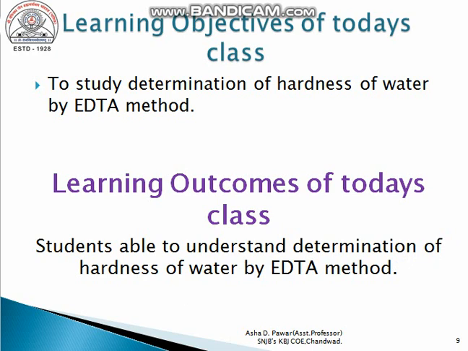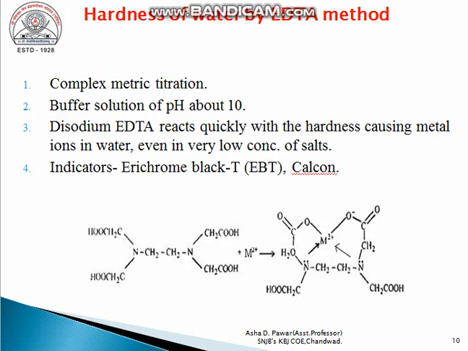Students, EDTA is nothing but ethylene diamine tetraacetic acid. It is an organic compound and EDTA can be used to determine the hardness of a water sample. Ethylene diamine tetraacetic acid is sparingly soluble in water, but its disodium salt is completely soluble in water. So for determination of hardness in the laboratory, generally disodium EDTA is used. EDTA is always used for the hardness estimation.